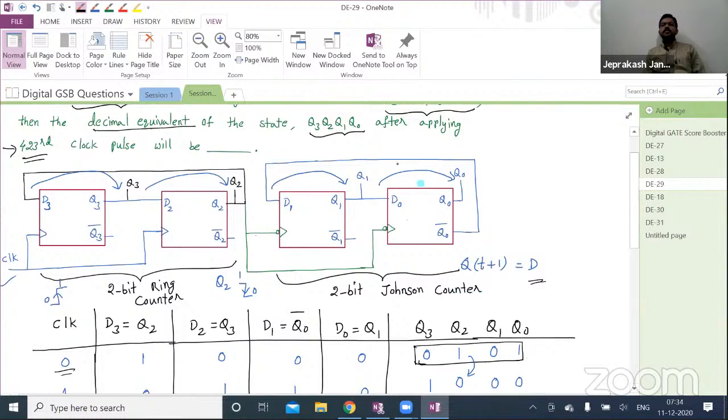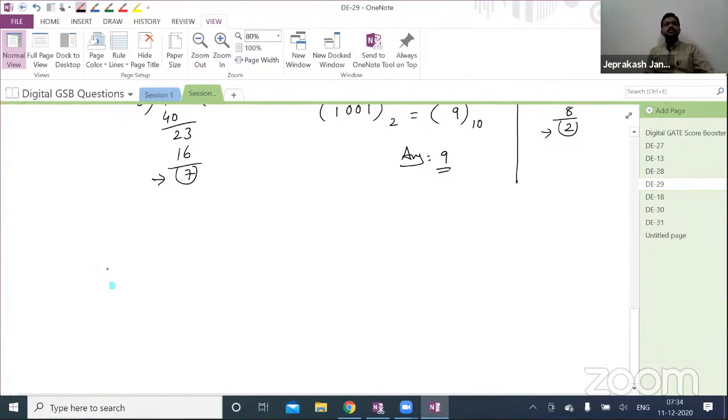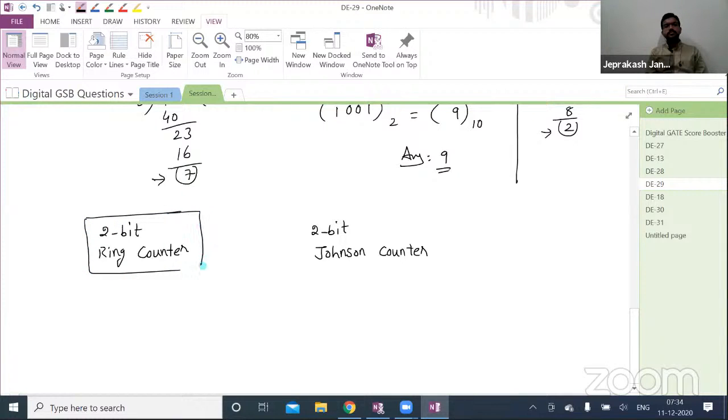Okay. For this particular counter circuit, you're giving the output of this particular stage as the clock signal, right? So I will represent it here. You have a 2-bit ring counter. The first circuit I have replaced with a 2-bit ring counter. Okay. The second one is what? A 2-bit Johnson counter. This is the 2-bit ring counter, and the other block is the 2-bit Johnson counter.